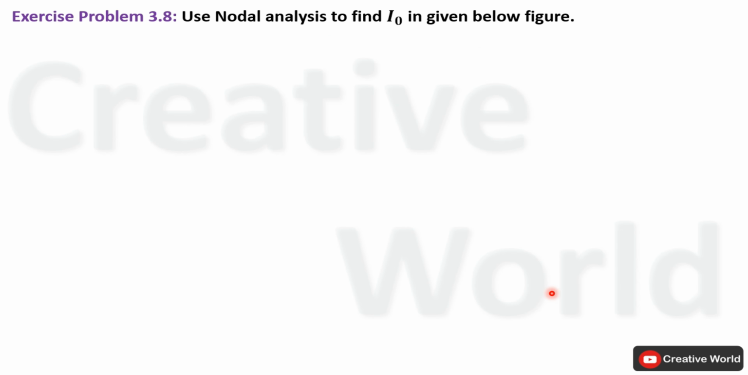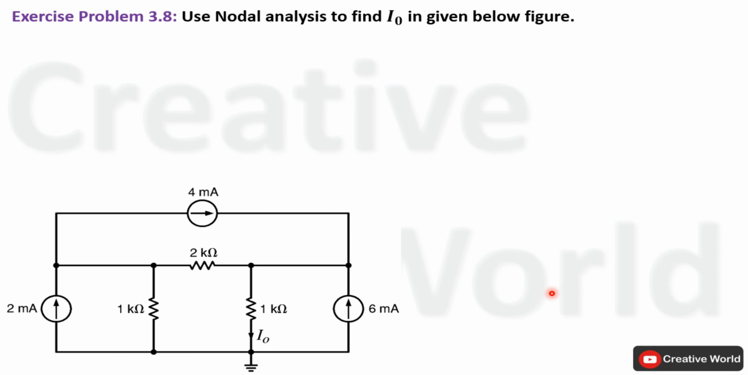Exercise problem number 3.8. Use nodal analysis to find current I0 in the given figure. This is the circuit diagram of the given problem. Inside this network, we have to find the value of current I0 through this 1 kilo ohm resistance using the nodal analysis technique. So without wasting time, let's proceed towards the solution of the network.